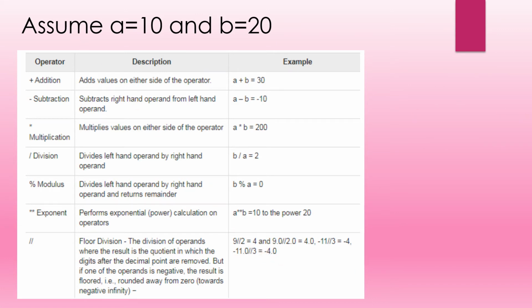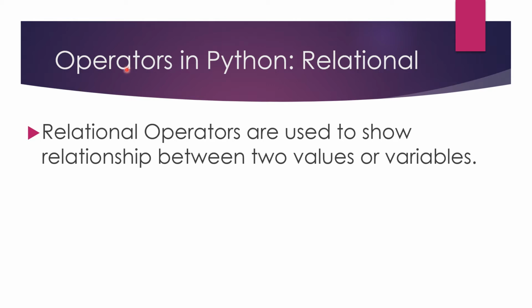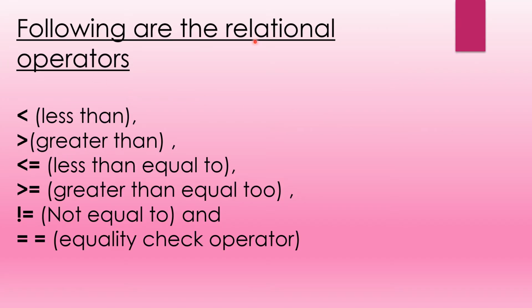So let's move forward. Operators in Python, relational operators. Relational operators are used to show the relationship between two values or variables. This operator is used to relate two values or variables. So let's see the following relational operators. In total there are six. These are all the relational operators.